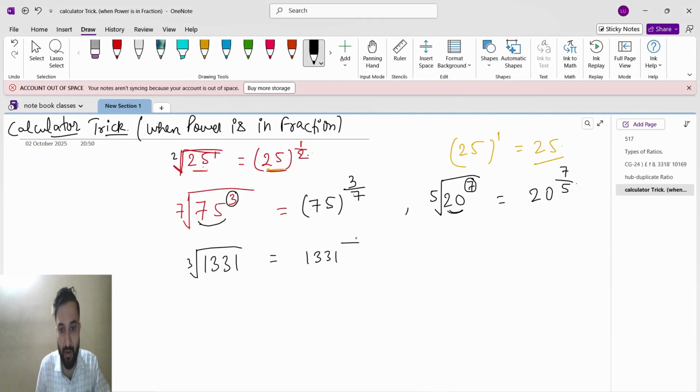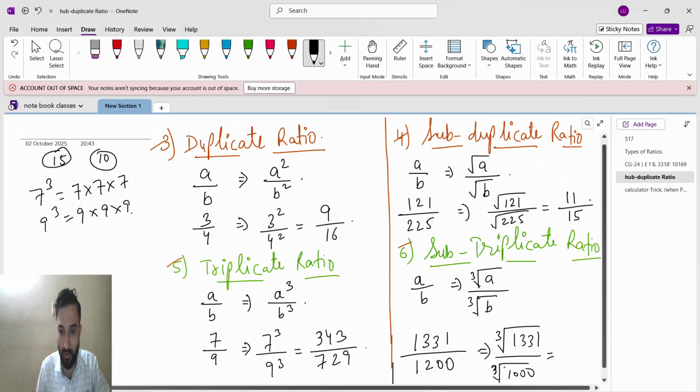Here, guys, we will write whatever the number is, 1331. In the power, in the numerator, we write whatever the power of this number is. The power of this number is 1. So I will write 1 by which root? The third root. Cube means 3 root. So like this. Correct.